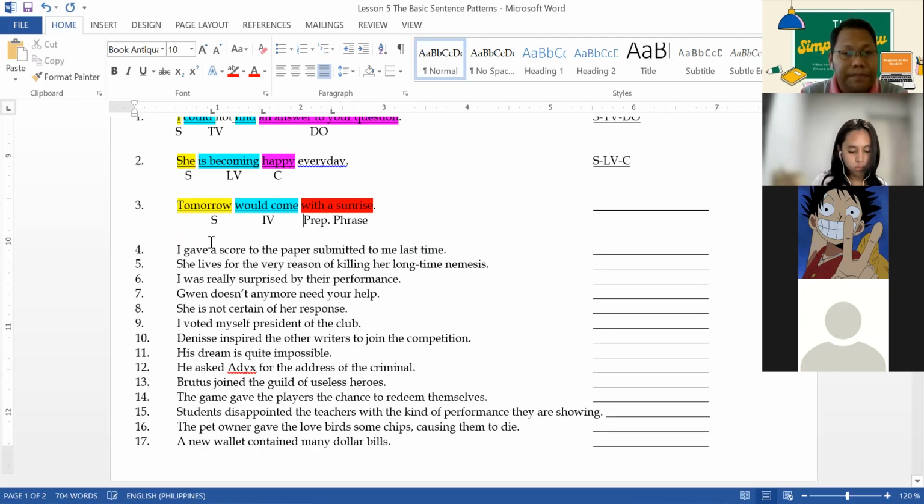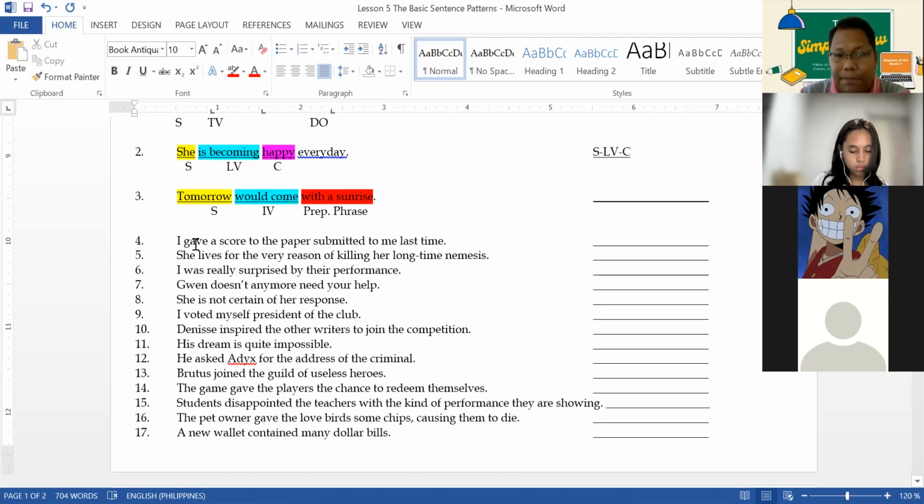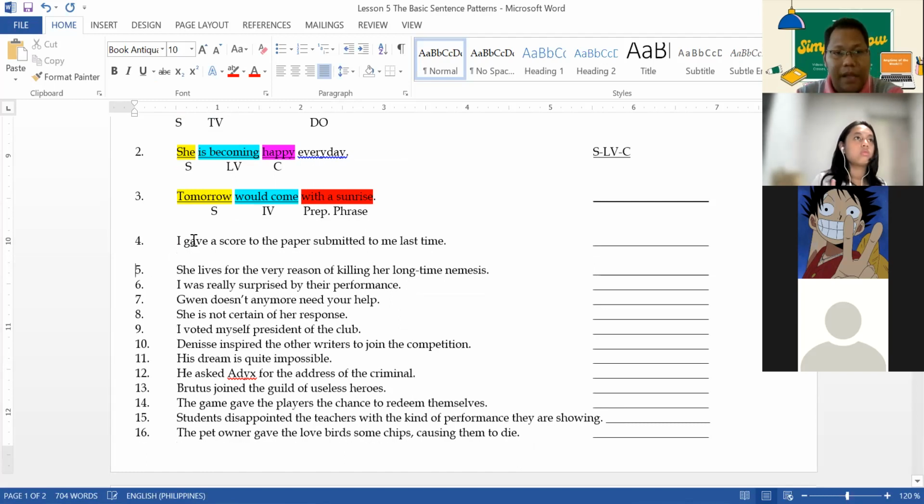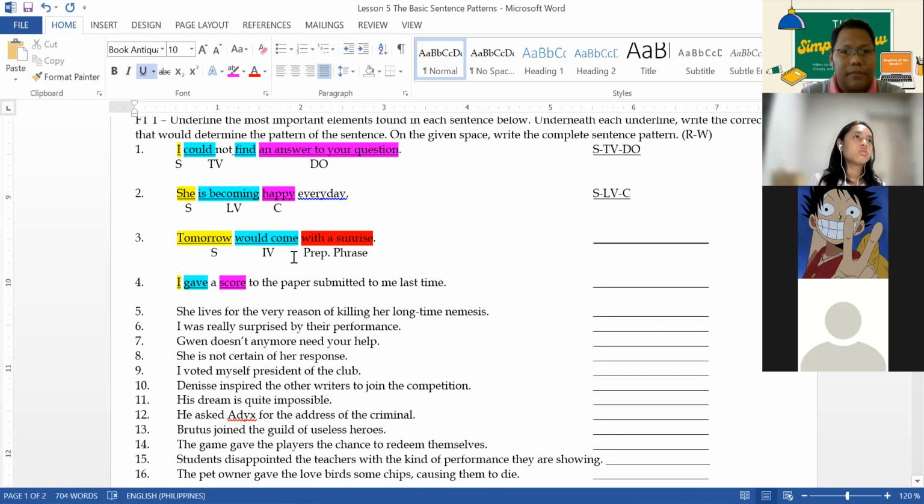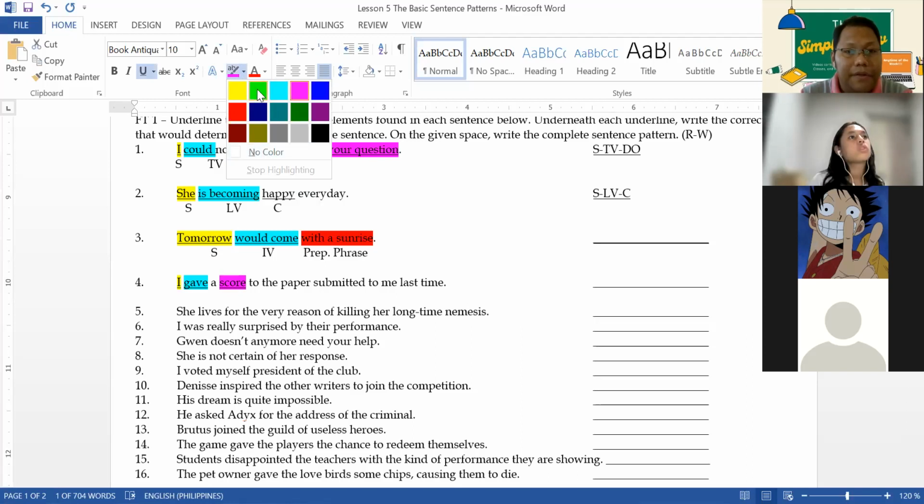Number 4, I gave a score to the paper submitted to me last time. We underline I because it is a very important component in the sentence. We underline gave and color that with blue. We underline score and color it with purple. Let's have a different color for a complement. For uniformity's sake, let's color the complement with green.